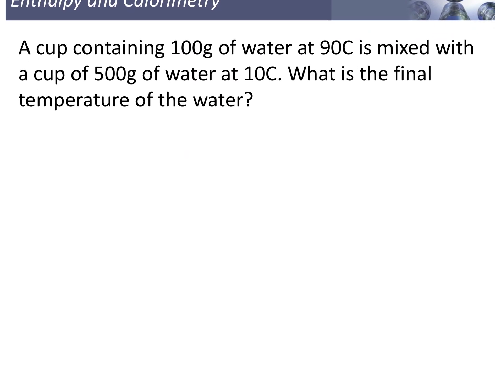Why don't you try this one on your own? This one's very similar. It says a cup containing 100 grams of water at 90 is mixed with a cup of 500 grams of water at 10. What's the final temperature of the water? See if you can give yourself a range that you're thinking of. Look at the ratios here. See if you can figure out where you think our final temperature would be, and then let's try that one on your own.